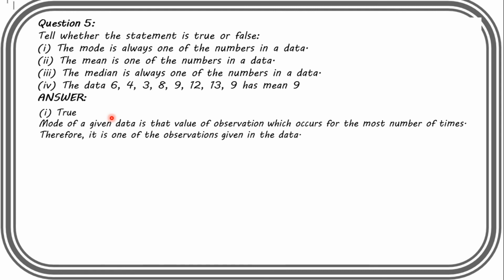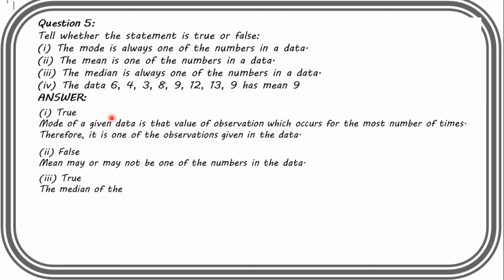Now, second part, the mean is one of the numbers in a data. No, it's not true. Why? The mean may or may not be one of the numbers in the data. Suppose we add them and we get the answer in decimal. Definitely we are not including decimal numbers in such conditions. So it will be false.